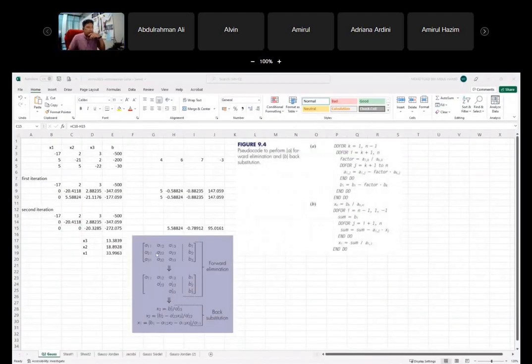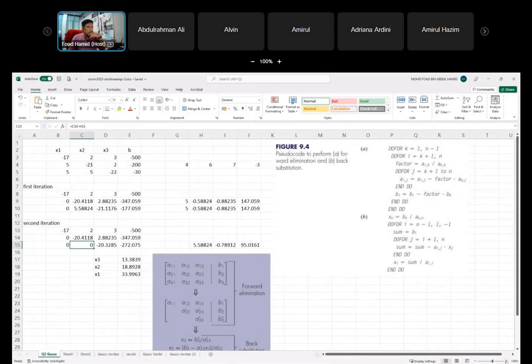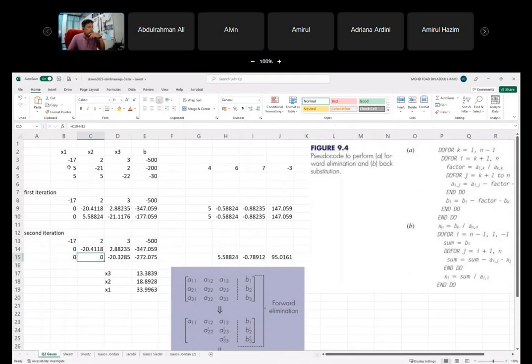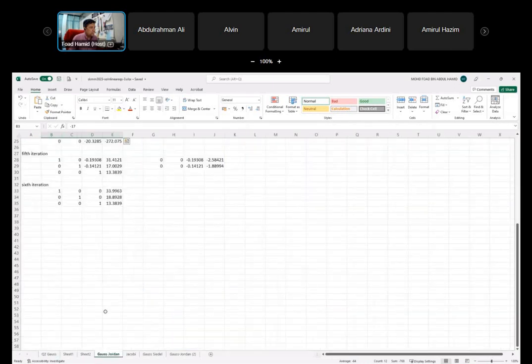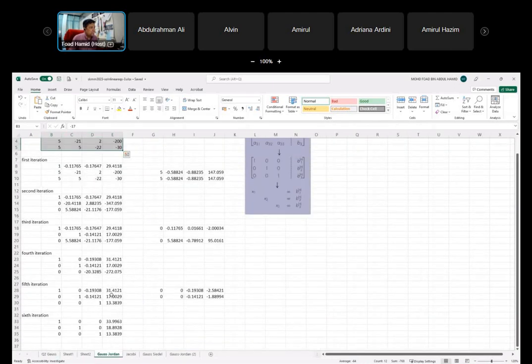Okay, so this is my Excel sheet here. Let's zoom a little bit so you can see. This is the original matrix, and then this is after the first iteration, then the second iteration, then we can get the solution. So this is Gauss-Jordan. I do not like to do this manually, so that is why I'm doing this using Excel. It should give you the same answer.